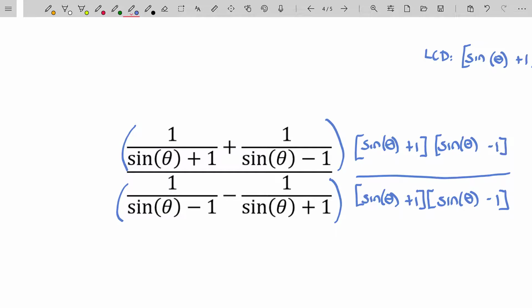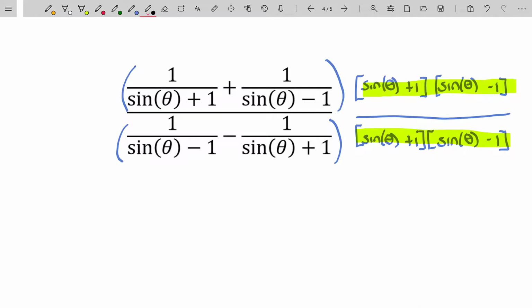If you only multiply the numerator by the LCD, you are not multiplying by the number 1, and you're actually changing the value of this fraction. But if you multiply by LCD over LCD, which is what we're doing here, then you're multiplying this fraction by the number 1. So you're not changing its value, you're just changing its look.